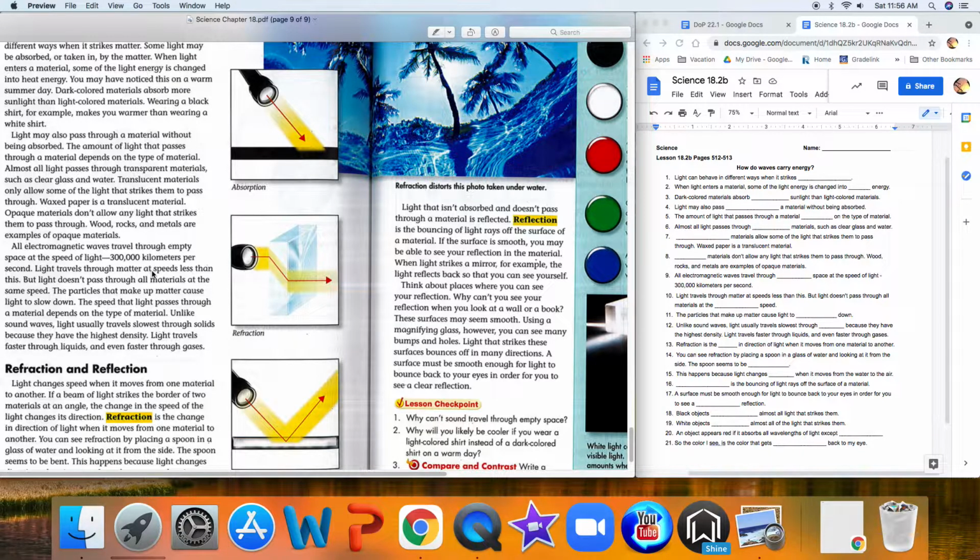Light travels through matter at speeds less than this, but light doesn't pass through all materials at the same speed. The particles that make up matter cause light to slow down. The speed that light passes through a material depends on the type of material. Unlike sound waves, light usually travels slowest through solids because of their high density, faster through a liquid, and fastest through a gas. So guys, that's opposite of sound. Sound will travel faster through solids because the materials are highly packed together, they're highly dense, they can vibrate each other very, very quickly. Okay, so opposites there.